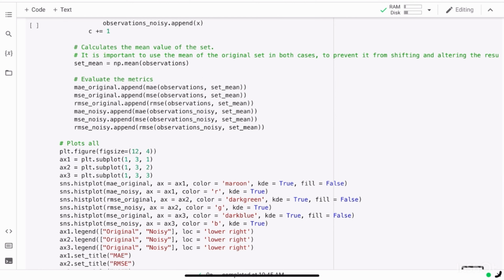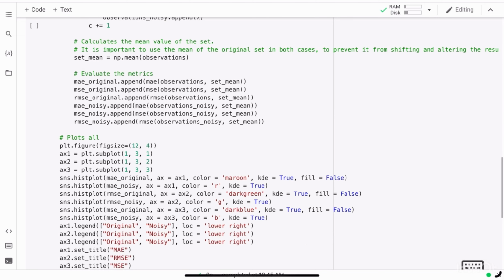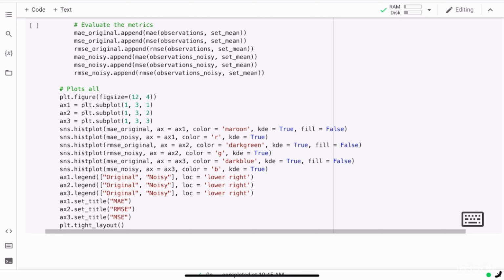Once I have both the original distribution as well as the noisy distribution, I am calculating the absolute error, mean squared error and root mean squared error for both the original dataset as well as the noisy dataset. So all I am doing here is taking the original dataset and, depending on the user input, creating outliers in the data and then calculating the metrics. And then plotting the charts for those things.